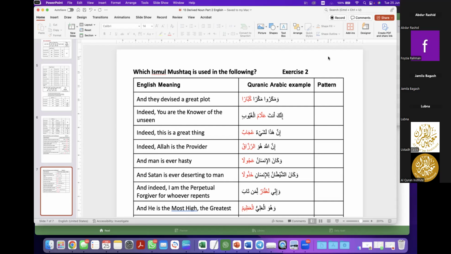With the translation, can you see the translation? This is copied from the Quran. The translation is not correct. It'd be most knowing, isn't it? Yeah, that'll be better.